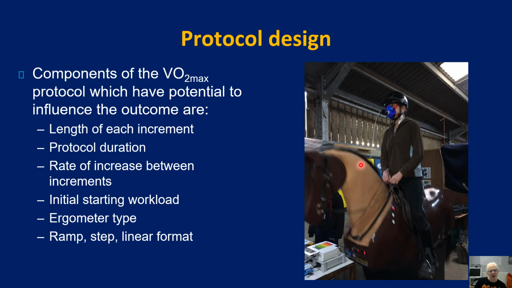But when we are thinking about testing, whether it's on an Equisizer as you see here, or on a cycloergometer, in a swimming pool, on a treadmill, whatever the mode of test is, we have to think about these 6 important elements in establishing a VO2 max protocol. First thing we need to think about is, what's the length of each increment? You could see, particularly in the Astrand data, that they were using 5-minute stages for each of their workloads.